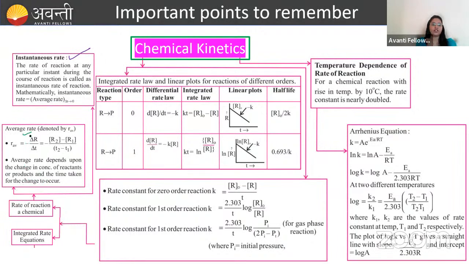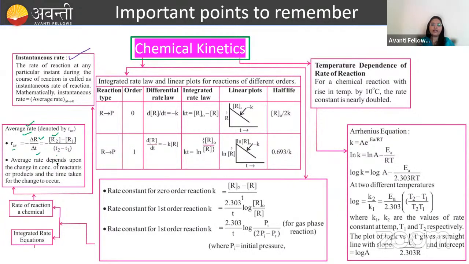What is average rate? The change in concentration of reactant or product, and the time taken for such a change, is known as the average rate. You must be knowing the formula for average rate. Average rate is equal to the change in the rate of reaction with respect to time. So R2 minus R1, the change of the respective rate we are calculating, right? Second rate minus first rate, divided by the time required for the second to the first.